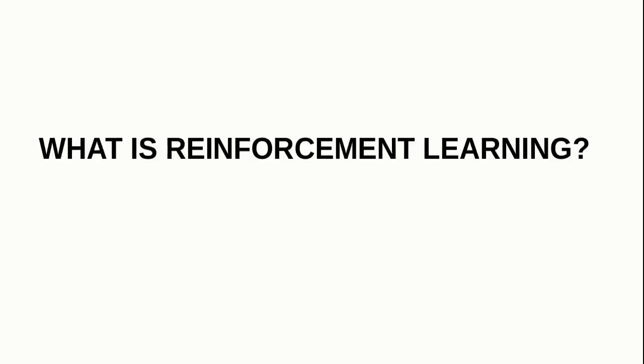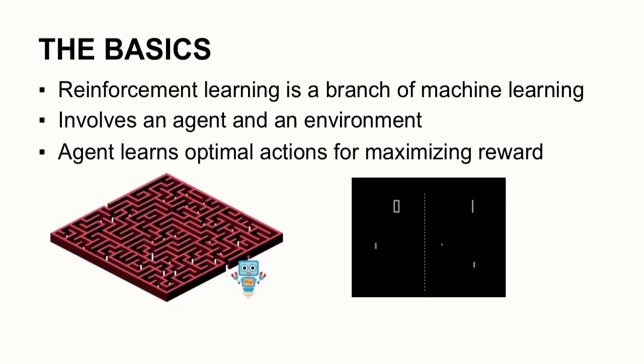So, what is reinforcement learning? Reinforcement learning is a branch of machine learning loosely inspired by behavioral psychology. Reinforcement learning is very different than the other two branches of machine learning, supervised and unsupervised learning. Reinforcement learning involves an agent, or algorithm, or decision maker that interacts with an environment. The agent learns optimal actions in order to maximize a total reward defined by that environment. Some popular examples of reinforcement learning are DeepMind's achievement in training an agent to play Atari games, and AlphaGo, an agent that has defeated world champion Go players.